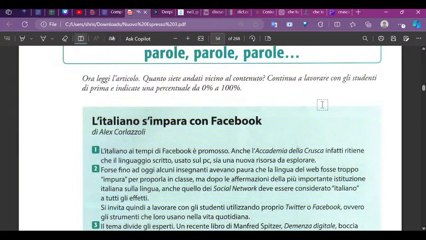Quanto siete andati vicino al contenuto? Okay, so you have to think a little bit. How close did you get to the content? What does that even mean? Quanto siete andati vicino al content? And do they mean to say, does it make sense?